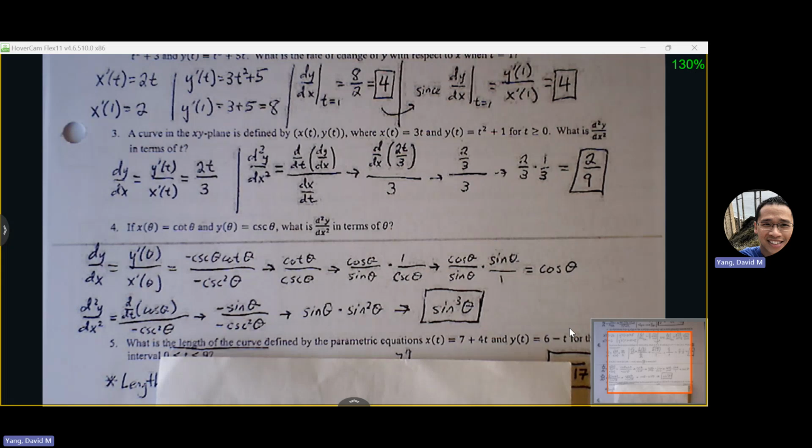So for number 4, I'm finding y prime, x prime, and I'm cleaning that up before I go through that process again to find the derivative of my reduced dy/dx in terms of theta. And once I find my derivative of my cosine theta, I'm still having to divide by negative cosecant squared theta, because I'm still having to divide by x prime of theta.